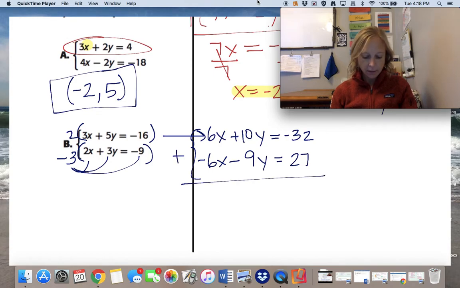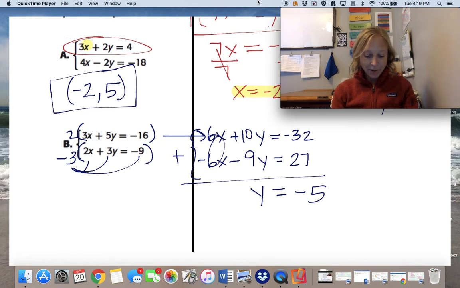6 minus 6 is 0. 10y minus 9y is 1y. You can just write y. Negative 32 plus 27 would be a negative, what, 1, 2, 3, 4, 5. There's your y. So it took a little bit to set up, but then look how quick it was.